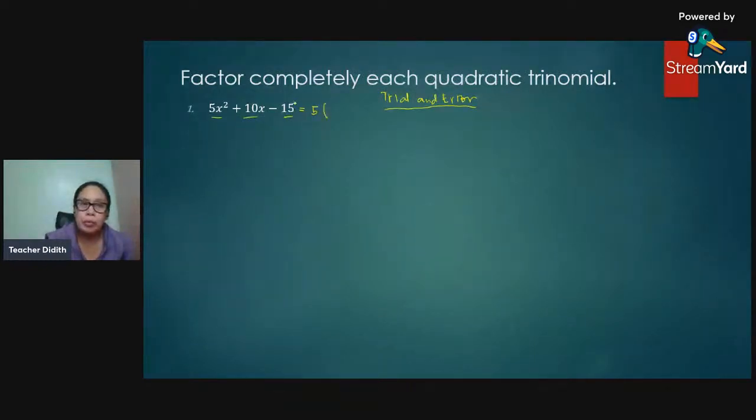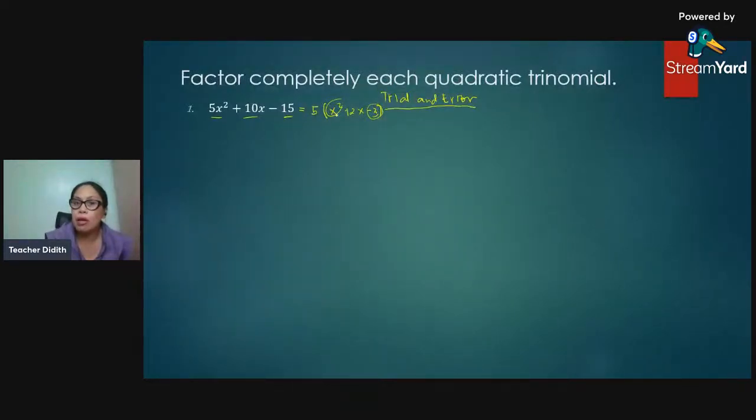So we have 5x squared divided by 5, we have x squared here. And then we divide 10x by 5, so we have 2x. And then negative 15 divided by 5, we have minus 3 here. Well, the second factor is still factorable. In fact, this is again a quadratic trinomial. So do not forget that this 5 here is also one of the factors of the given quadratic trinomial. This is what I was saying: we have to consider the factors of the first term as well as the factors of the last term.